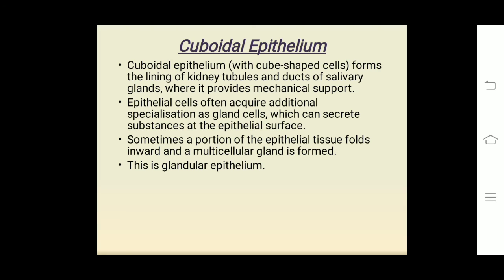Epithelial cells often acquire additional specialization as gland cells, which can secrete substances at the epithelial surface. Sometimes a portion of the epithelial tissue also folds inward and a multicellular gland is formed. This is named glandular epithelium.